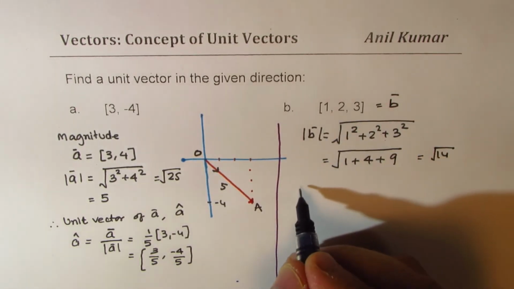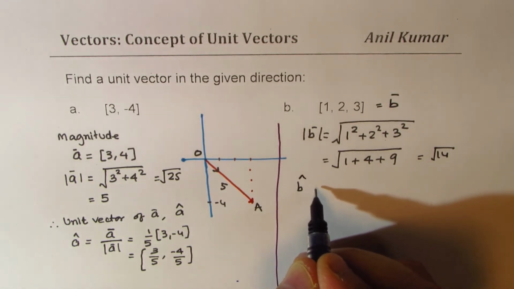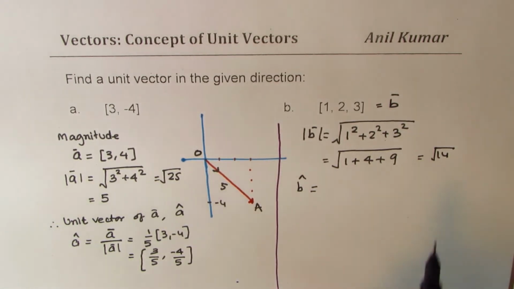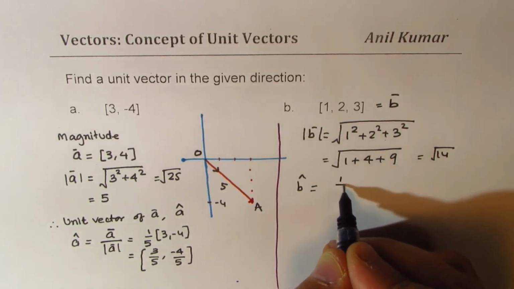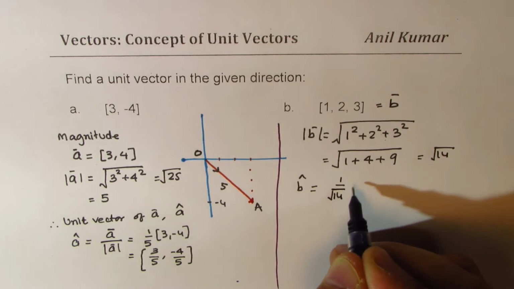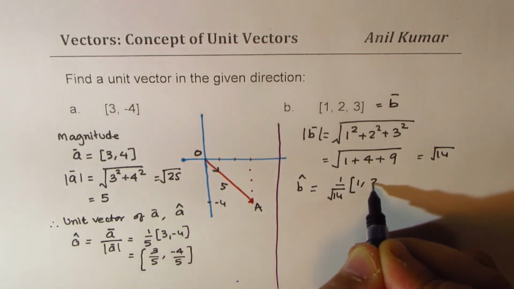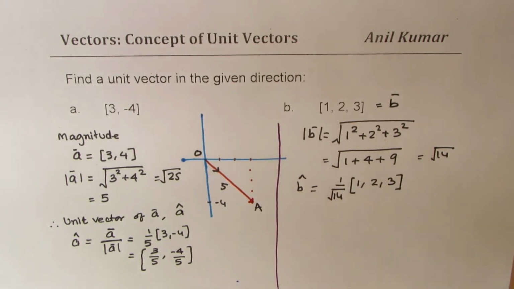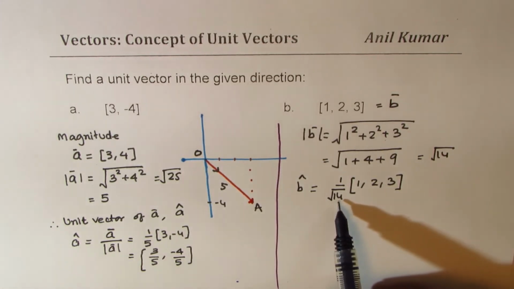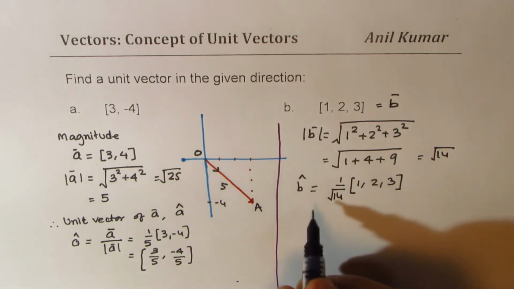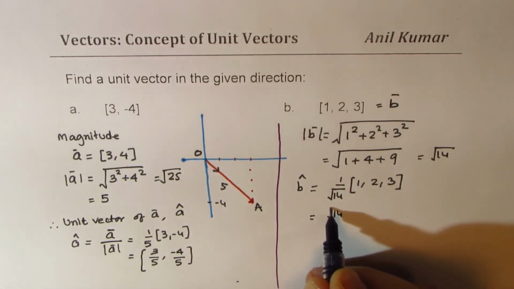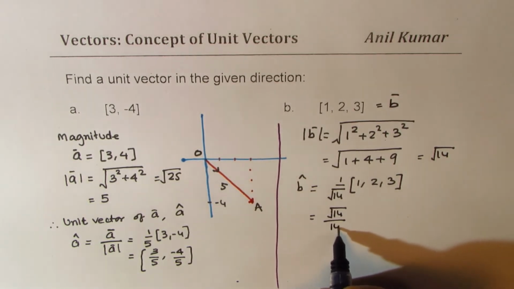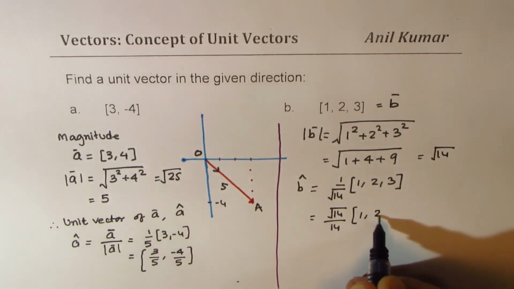And therefore, the unit vector of B is going to be, now the square root of 14, we will divide all this with, right? So it could be written as 1 over square root of 14 times 1, 2, 3. Correct? Now it's normal nomenclature that we don't divide by a square root, we rationalize it. So you could also see this answer written as square root of 14 over 14, correct? Times 1, 2, 3.